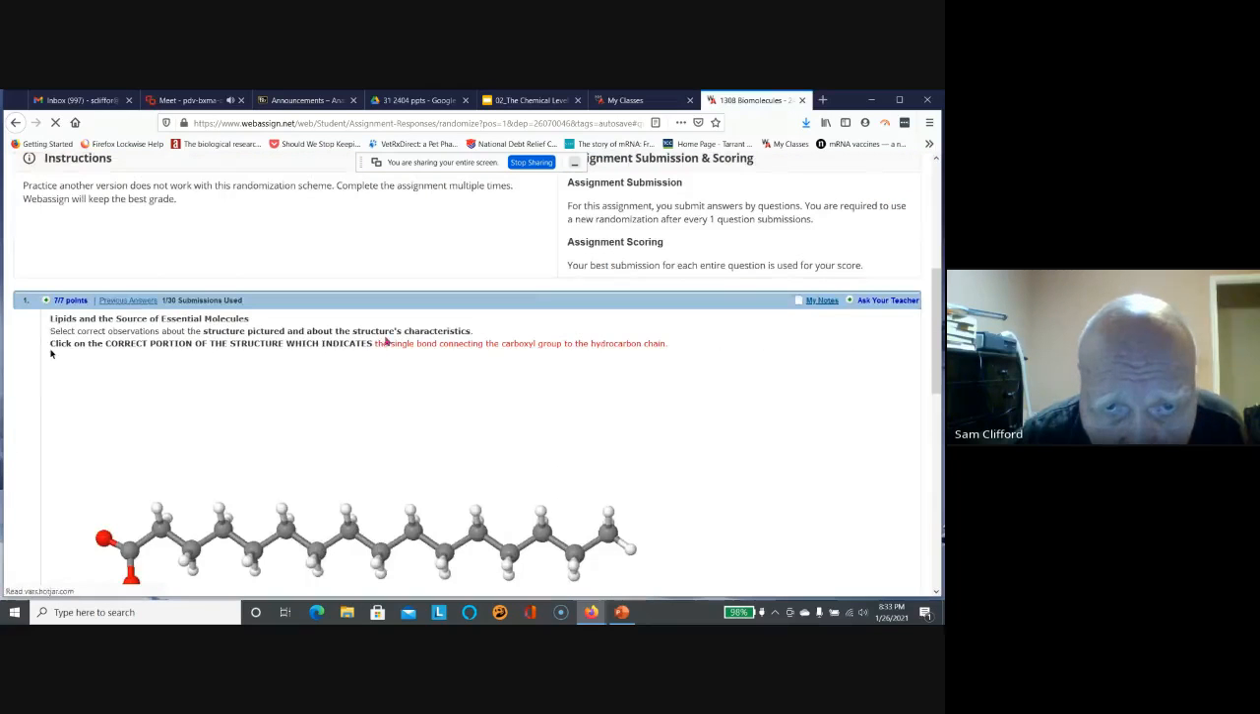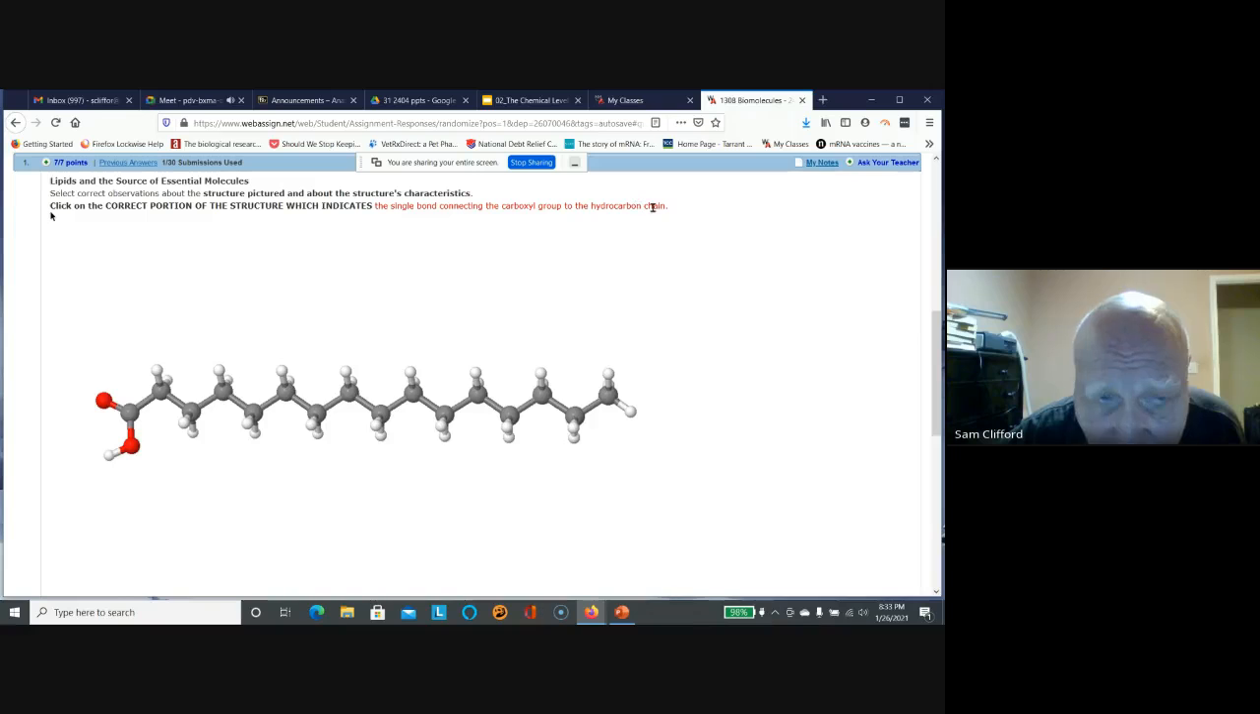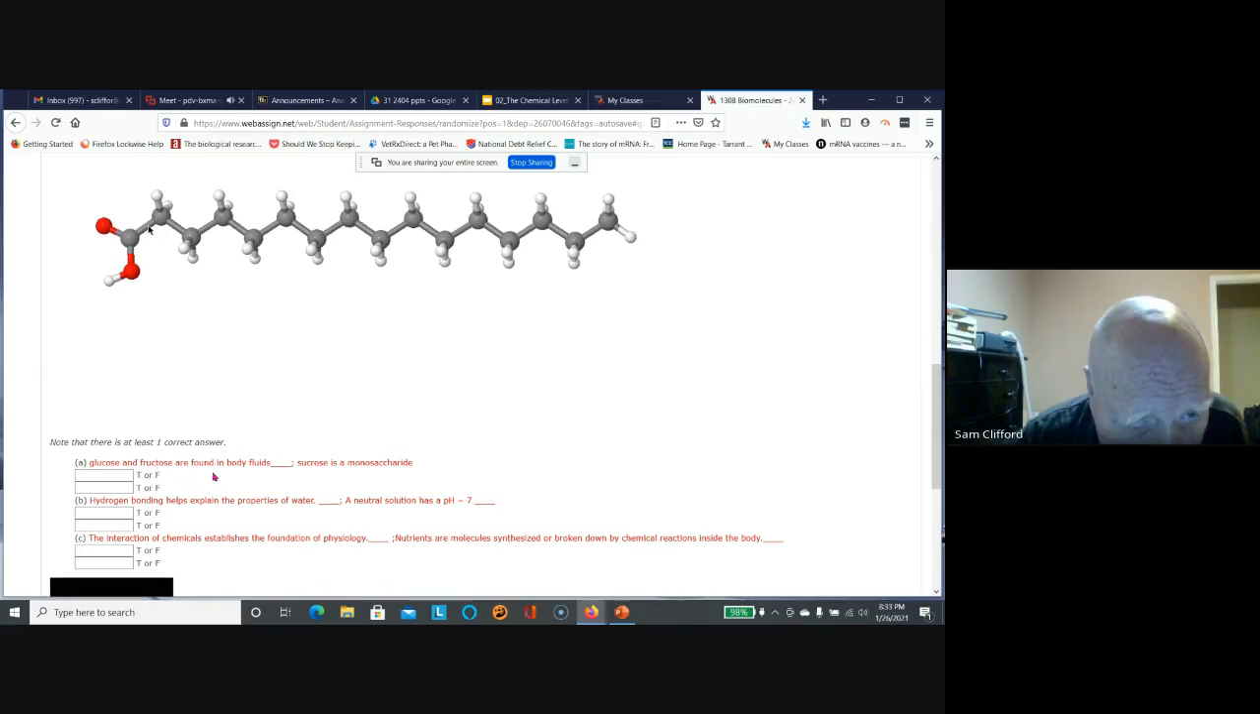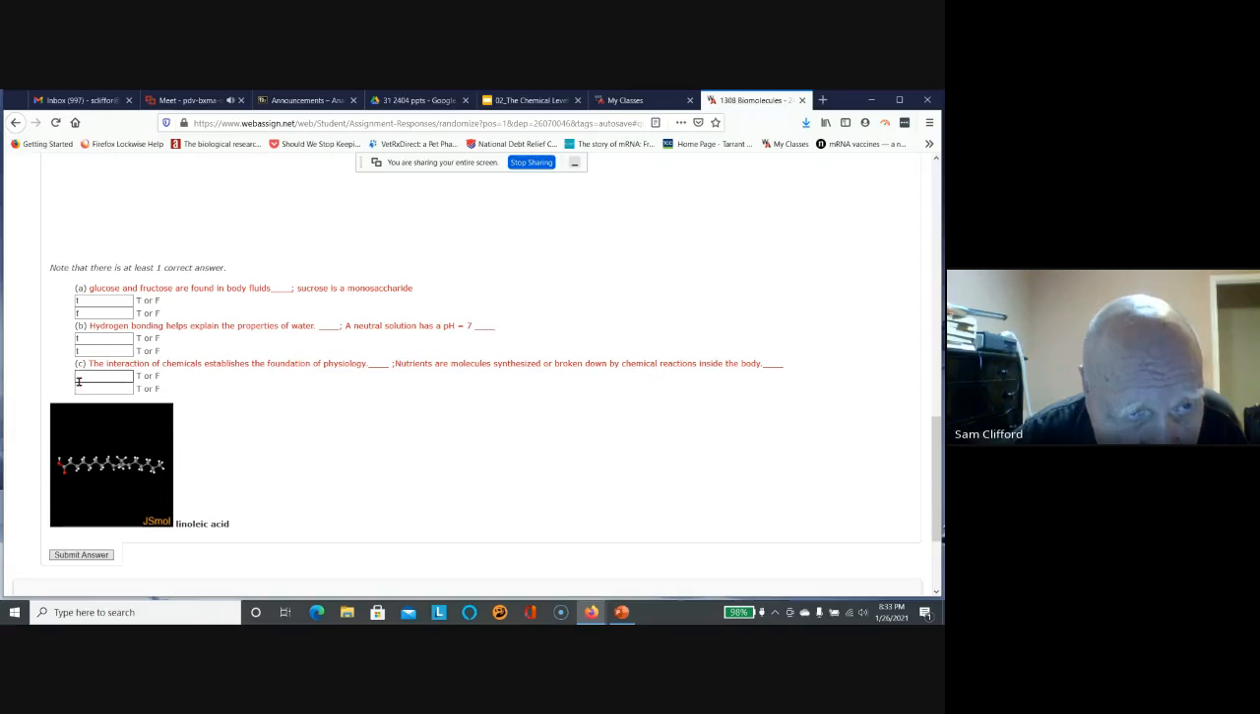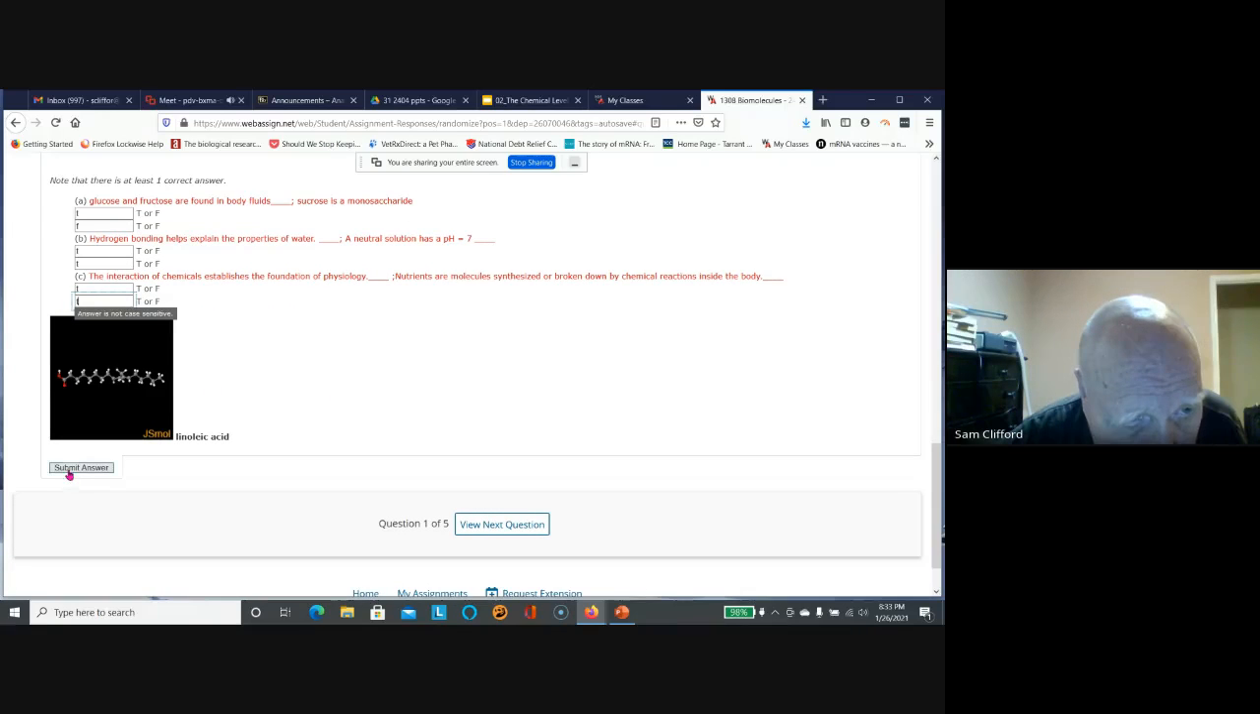Okay, so the single bond connecting the carboxyl group to the hydrocarbon chain, right there. Click there. This is the carboxyl group. Glucose and fructose are found in body fluids. True. Sucrose is a monosaccharide. No, it's a disaccharide. False. Hydrogen bonds help explain the properties of water. Yes, very important for the properties of water. True. Oops, what did I put? True. Okay. A neutral solution has a pH of 7. True. The interaction of chemicals establishes, yes, true. Nutrients are molecules synthesized or broken down by chemical reactions inside the body. True. Okay, submit answer.